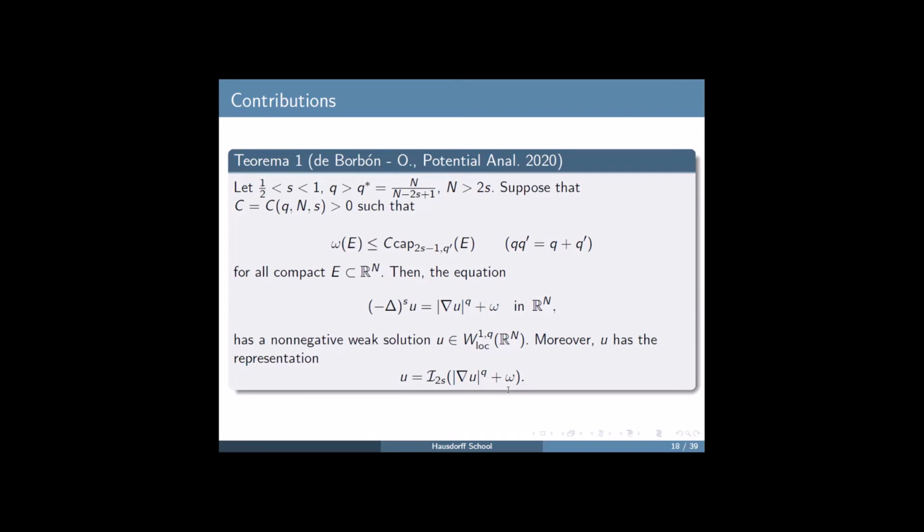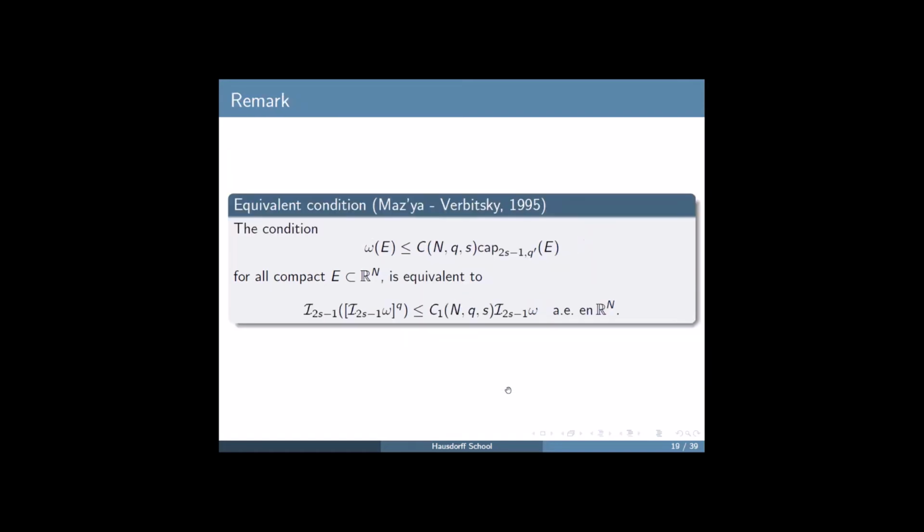Before discussing the sketch of the proof, I will provide an equivalent condition for the relation between the measure and the capacity. This is a result by Maz'ya and Verbitsky. This condition for all compact sets E in R^n is equivalent to the following inequality for this nonlinear potential. Observe that this inequality allows us to simplify the left-hand side a lot and to write just the Riesz potential of order 2s minus 1 of the measure omega.